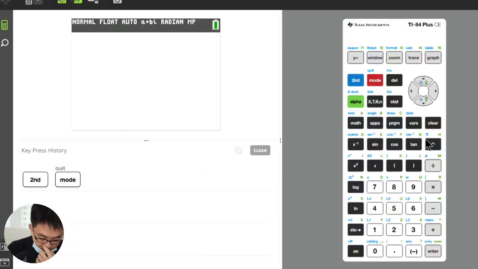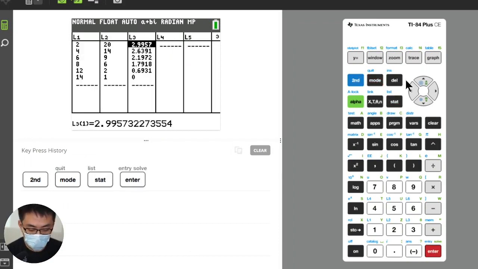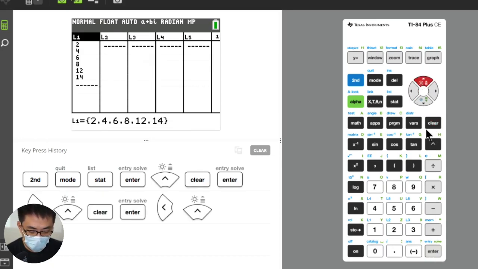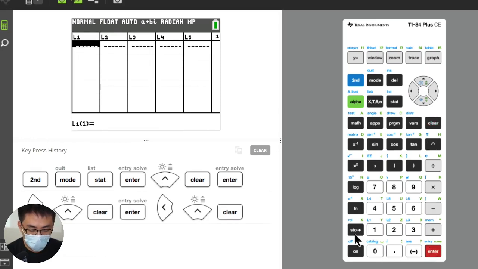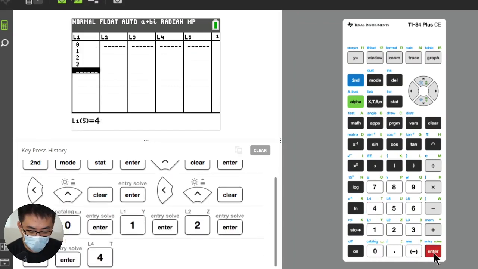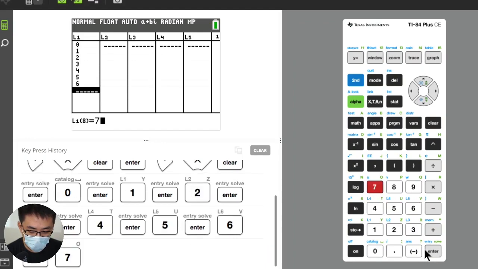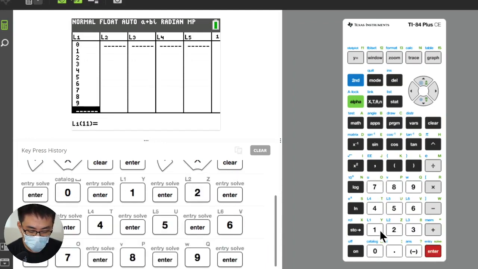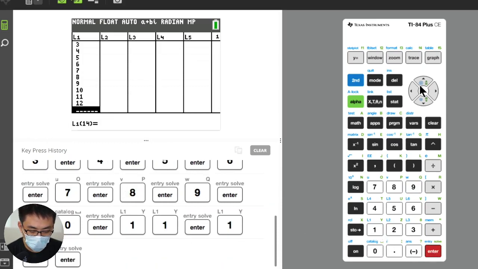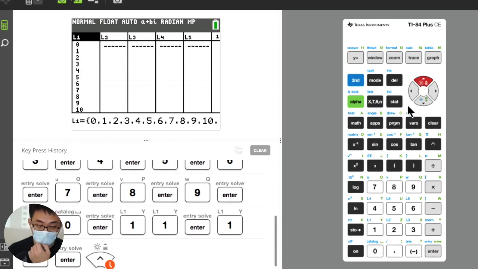Go to stats, then edit the list. I'm going to clear all the lists first. What I'm going to do now is enter 0 to 12 in the first list: 0, 1, 2, 3, 4, 5, 6, 7, 8, 9, 10, 11, 12. These are all the possible numbers of blue balls.